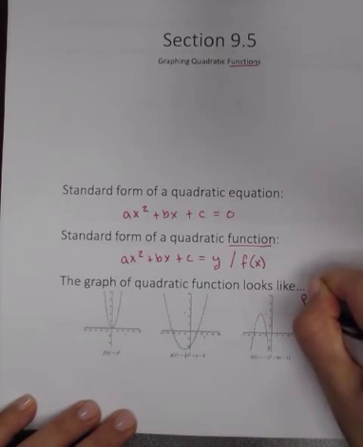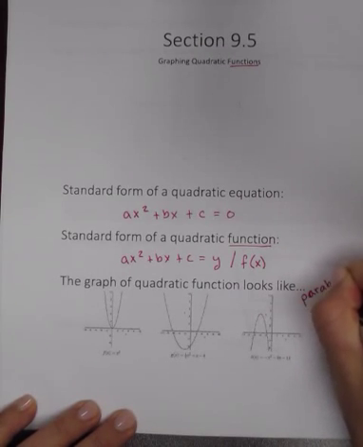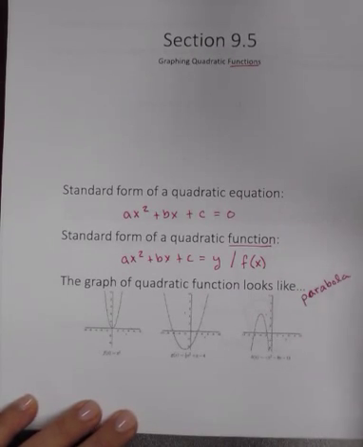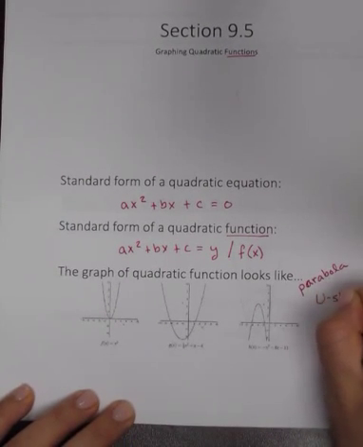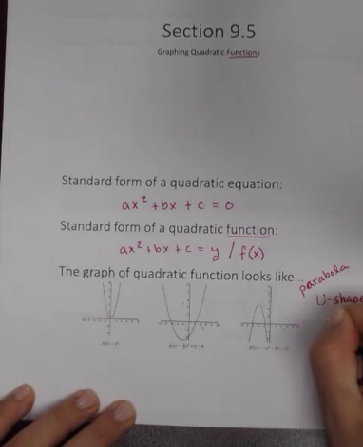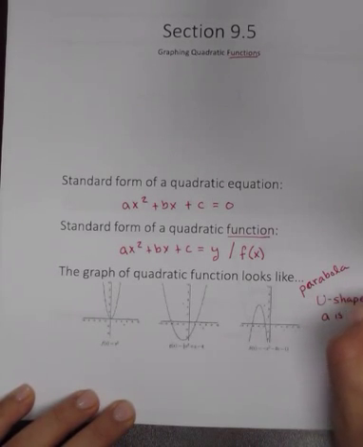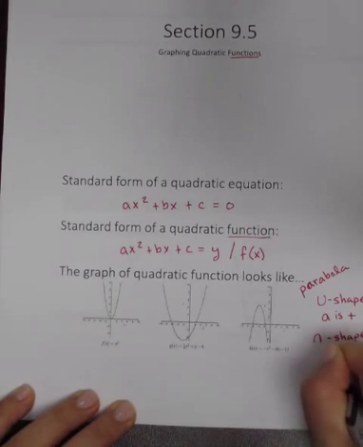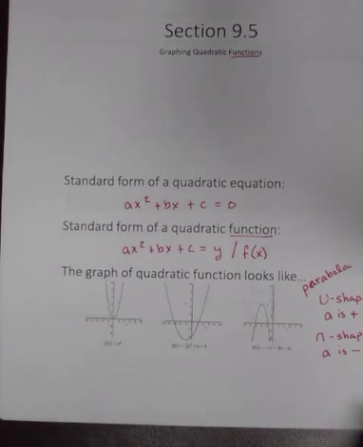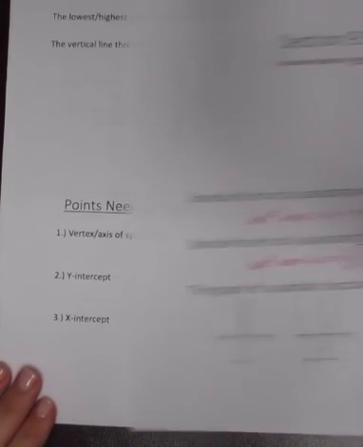P-R-A-B-O-L-A. So mathematically we call these parabolas. If it's a U shape, that means my A is positive. If it's an N shape, that means my A is negative. So that's one way that you can check yourself while you're working through these kinds of problems.